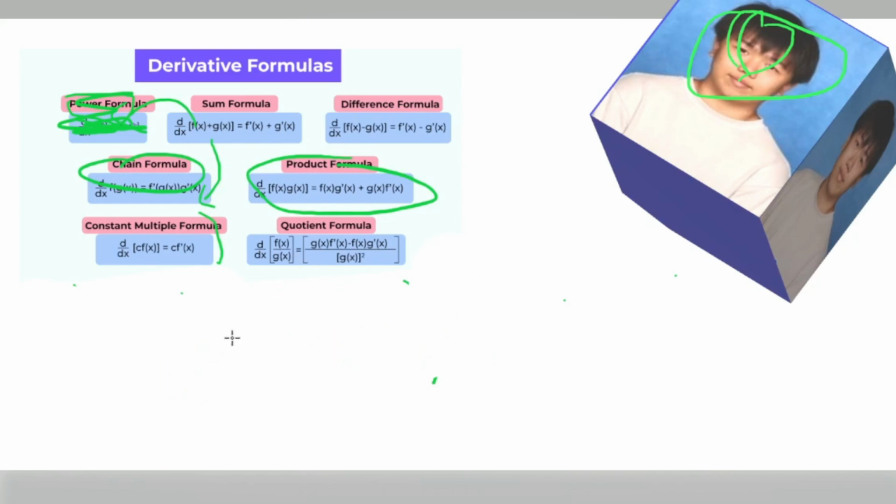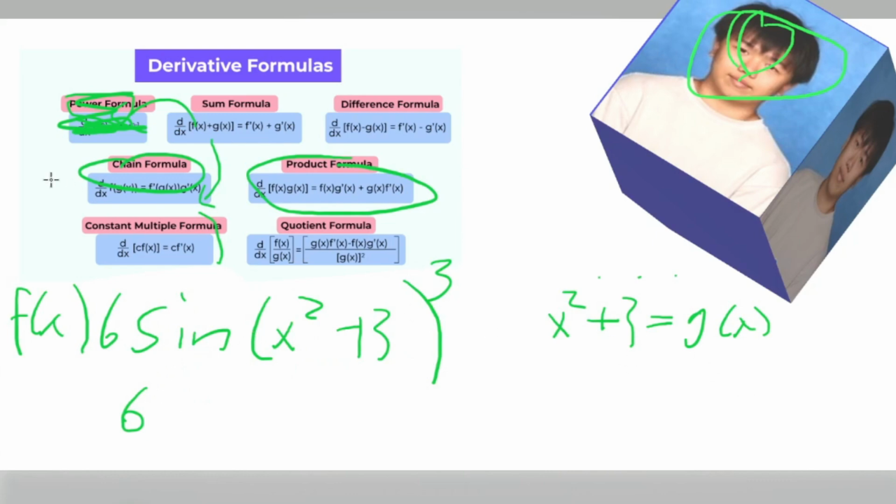For example, let's say this right here. f of x equals 6 times sin x squared plus 3 to the power of 3. Basically, you would think you use the power rule right here, but since there's a sine being powered, you can't use the power rule. Only if you use the chain rule, this would be g prime, this would be g of x, and you'd use that to use the power rule here.